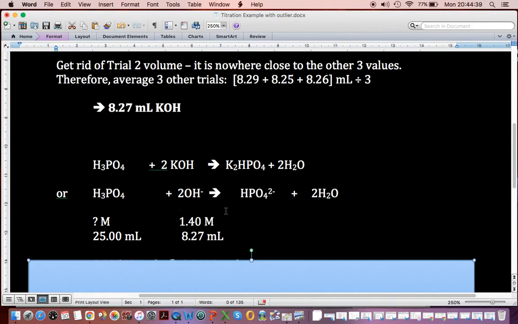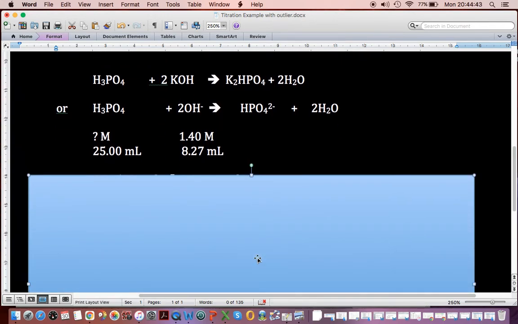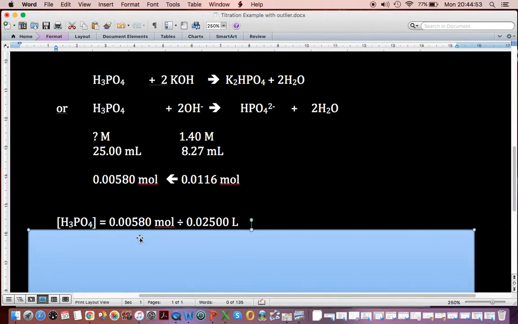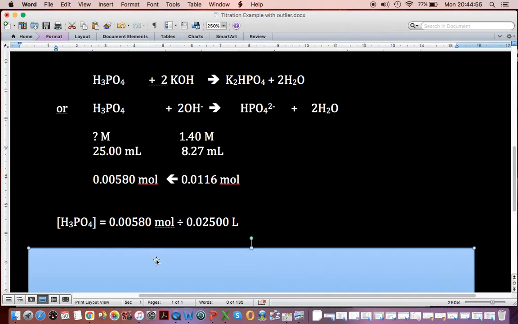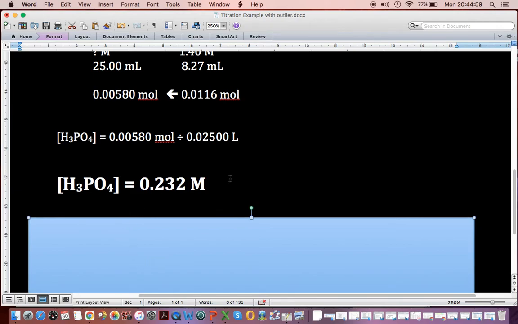So we're going to take our concentration, multiply by our volume, which we have to have in liters. Otherwise we get millimoles. Get our moles, then we multiply by 1/2, so we end up with half the amount. Now we can divide by our volume in liters, and we will arrive at our concentration of 0.232 big M. So that's how you deal with an outlier.